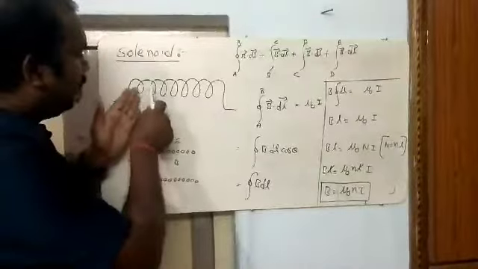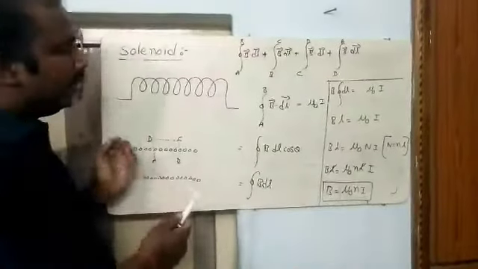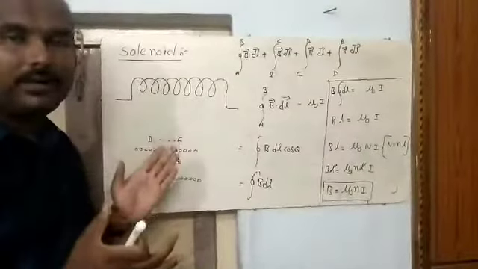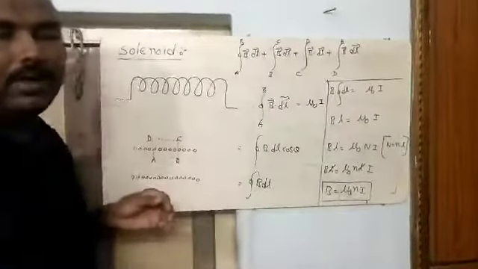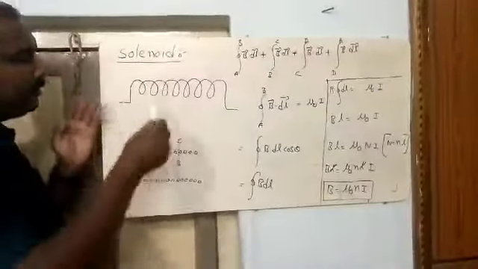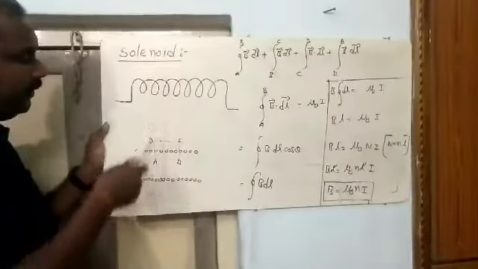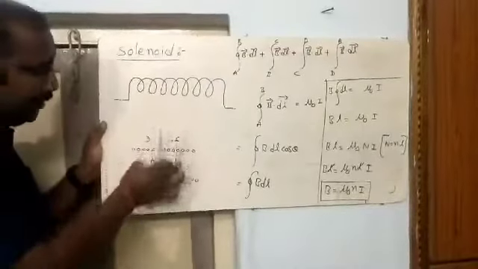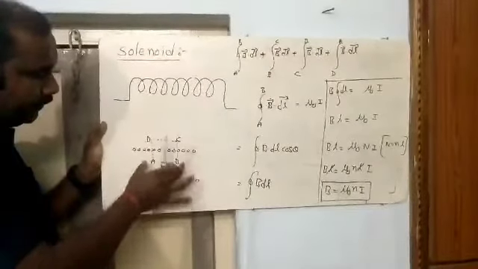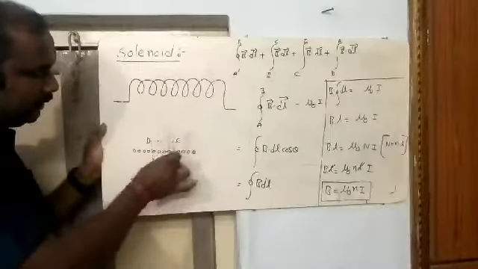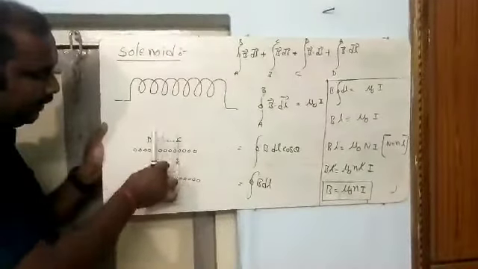Now here one circular loop, here one circular loop, here one circular loop. Now if you want to find the total magnetic field due to this solenoid, we have to sum up the magnetic field due to individual circular loops, then we can find the total magnetic field. Here one part of the diagram I am taking. Now here one particular portion. Now A, B, B, C, C, D, D, A.